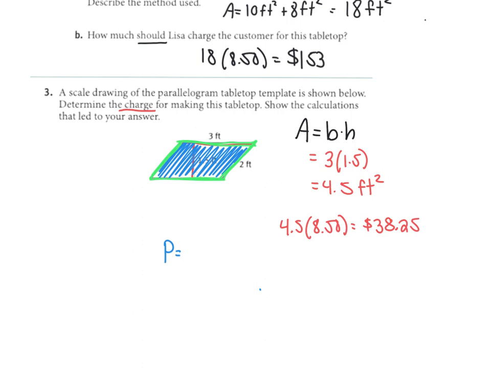So in this case, the perimeter would be adding together all 4 sides. Since it's a parallelogram, we do know that the opposite sides are congruent. So if I wanted to find the perimeter, it would be 3 plus 3 plus 2 plus 2, which is going to be 10 feet. Now also remember that with perimeter, since we are adding units, not multiplying, we are going to keep the common unit, not multiply them together. We will not have squared feet for perimeter.